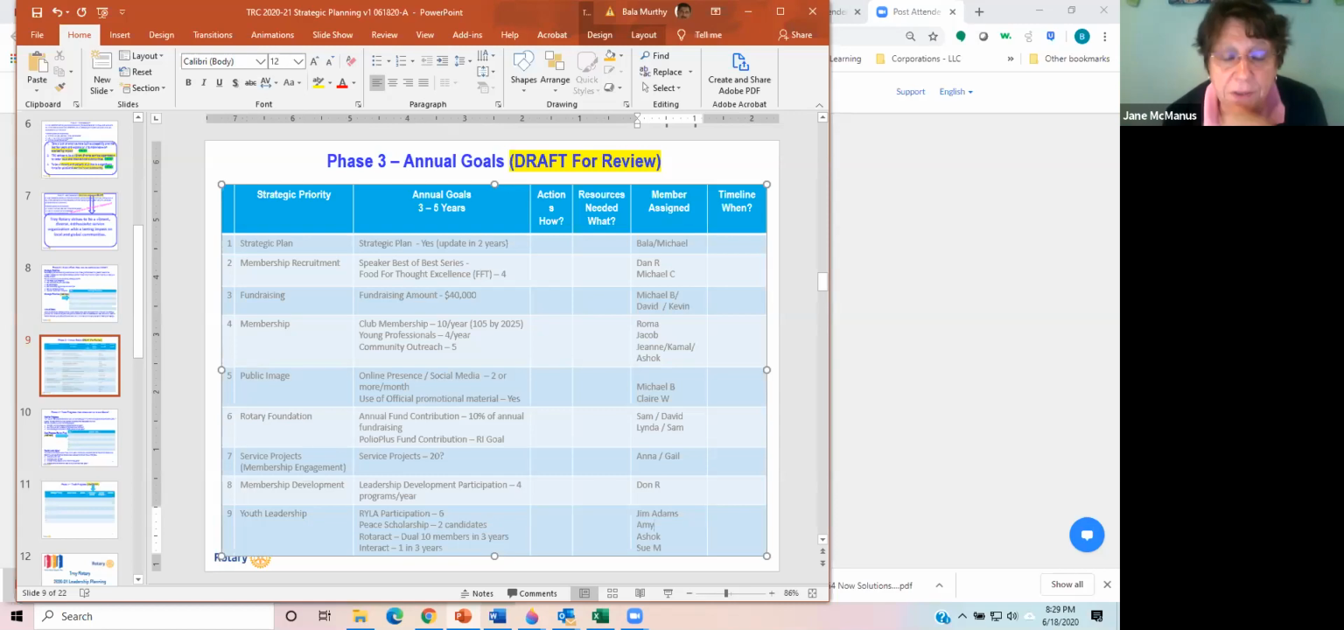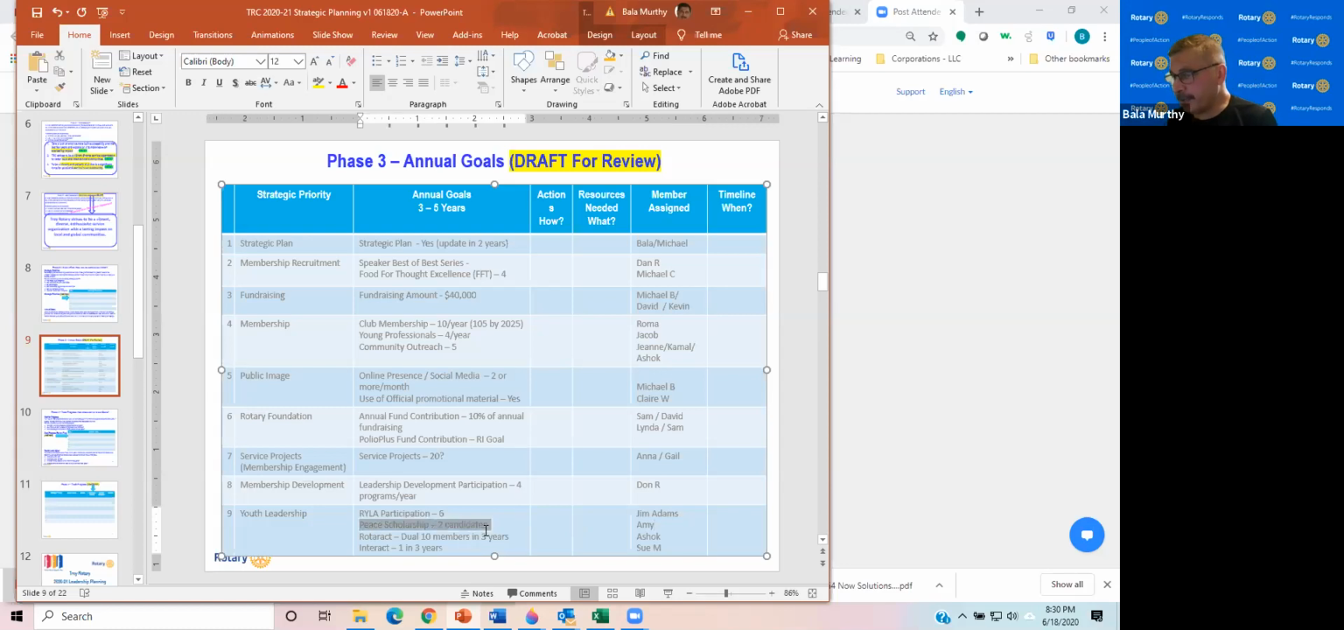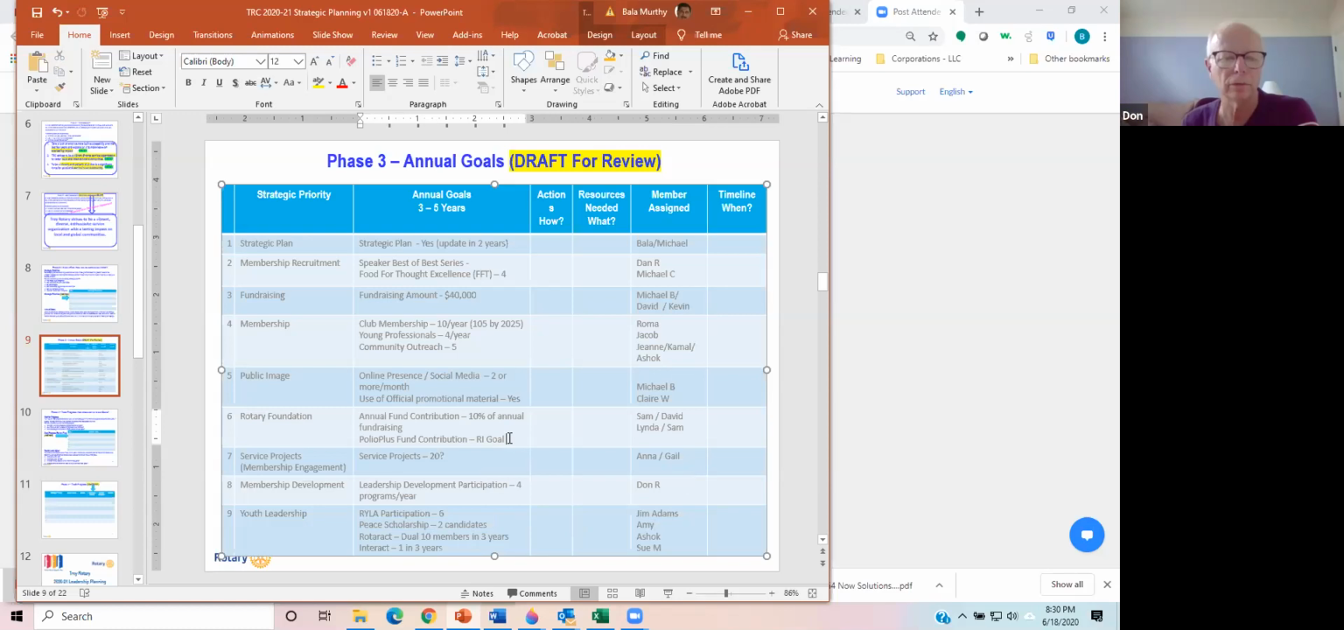Bala, aren't the Peace Scholarships of the master's program, or is that different? No, that is the one, correct. I think that should go up under Foundation, Bala. Pardon me? That should go up under Rotary Foundation. Oh, okay, we can do that. There's a Peace Scholarship and the Global Grant Scholarships. Right, same.